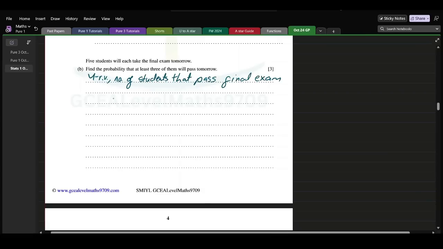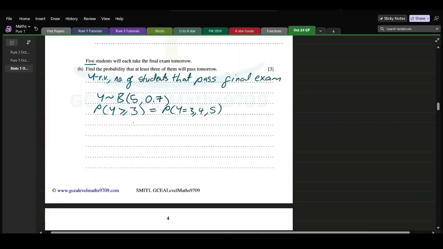We now have a fixed number of trials. In this case, we're dealing with 5 students. It's a binomial distribution, not normal. So 5 students, our n is 5, and our probability of success, as we're given in the stem of the question, is 0.7. And we want to find the probability that at least 3, so the probability that y is greater than or equal to 3. This is the probability that y equals 3, 4, 5.